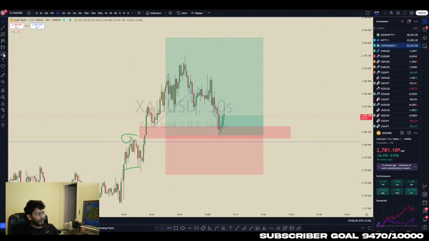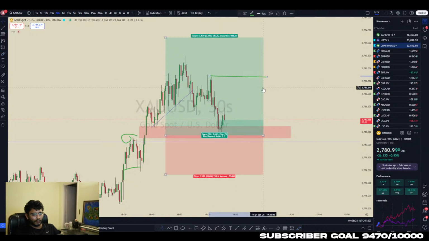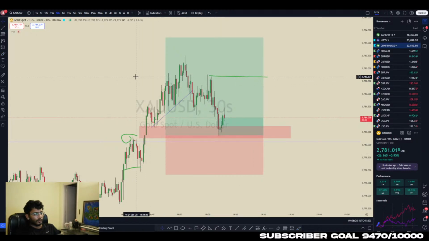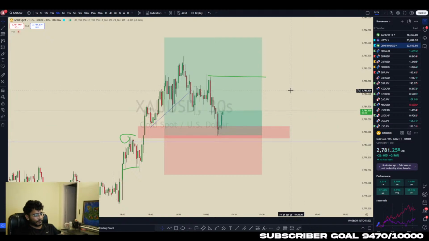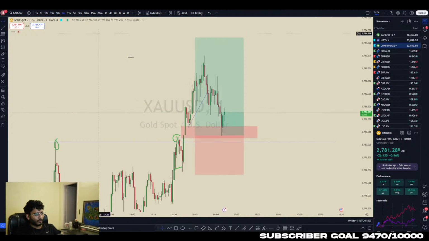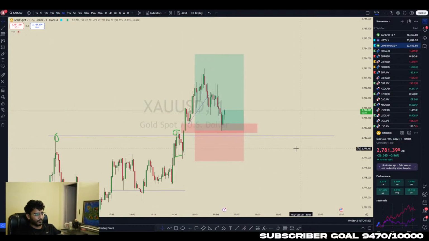Until and unless this high is broken, don't go to break even. This is gold. Until and unless this high is broken, wait for price to break this high and then go to break even. Even if price hits your stop loss, it's okay.